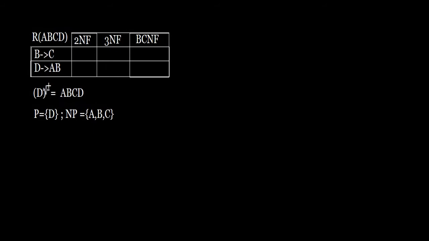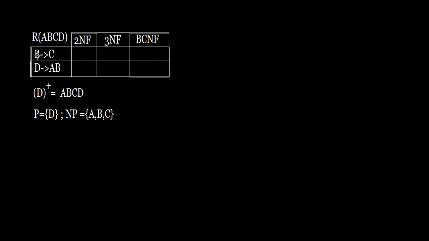Now here D is not determined by anyone, or D is not present on the right side, so we cannot have more than this candidate key D. So D is the prime attribute, and the non-prime attributes are ABC, because all the remaining attributes except D should be the non-prime attributes.